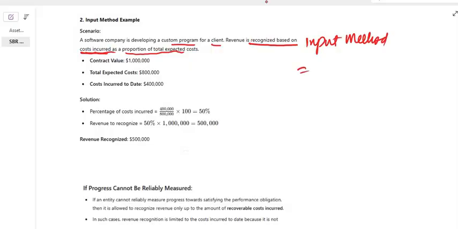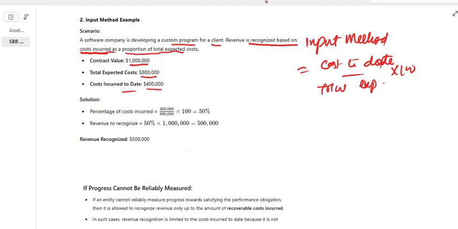In input method, what you will do is cost incurred to date divided by the total expected cost multiplied by 100. So the contract value is this one, expected cost is 100,000, and cost incurred to date 400,000, and so the percentage of the cost incurred will be that 400 divided by this amount. You will have 50%, and this 50% multiplied with this contract value, definitely you will get this amount. This is your recognized revenue.